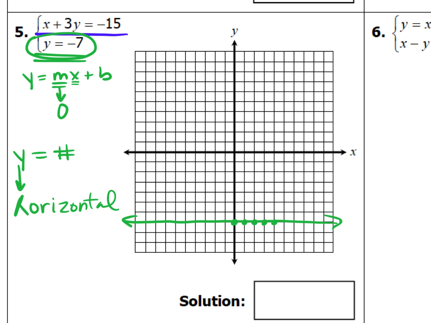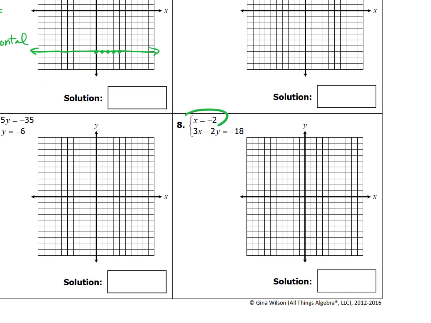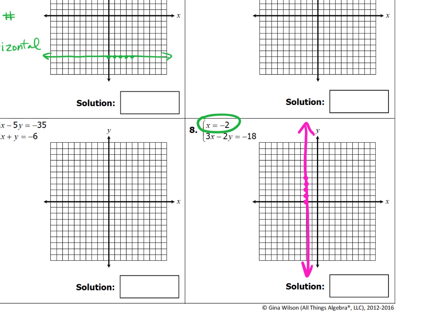What do you suppose it is when it's x equals a number? That's a vertical line, okay? So if you come down here to number 8, when it's x equals -2: -2, 0; -2, 1; -2, 2; -2, 3; -2, 4. x equals is vertical. Okay, so just think about the point. If you name the point, your x value is -2. Anywhere you go there, okay?